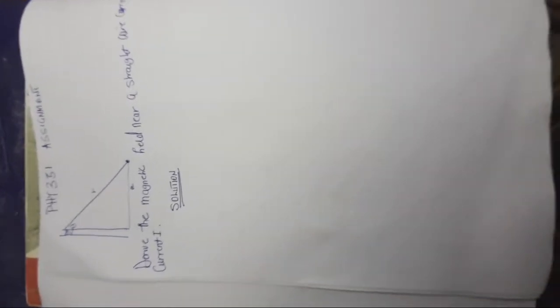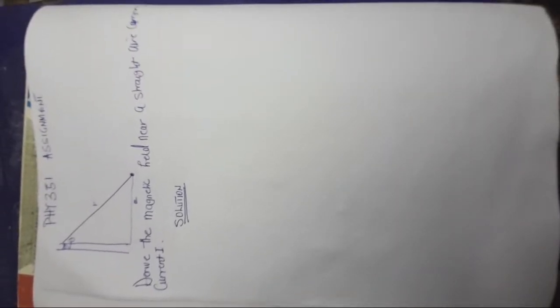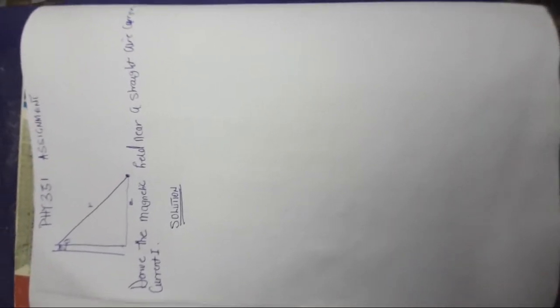So we are going to solve a problem today. This is an assignment on Physics 351, that's electromagnetism. It's a course offered to all 100 level students in higher institutions. So we are going to dive in already. It's a very simple assignment.